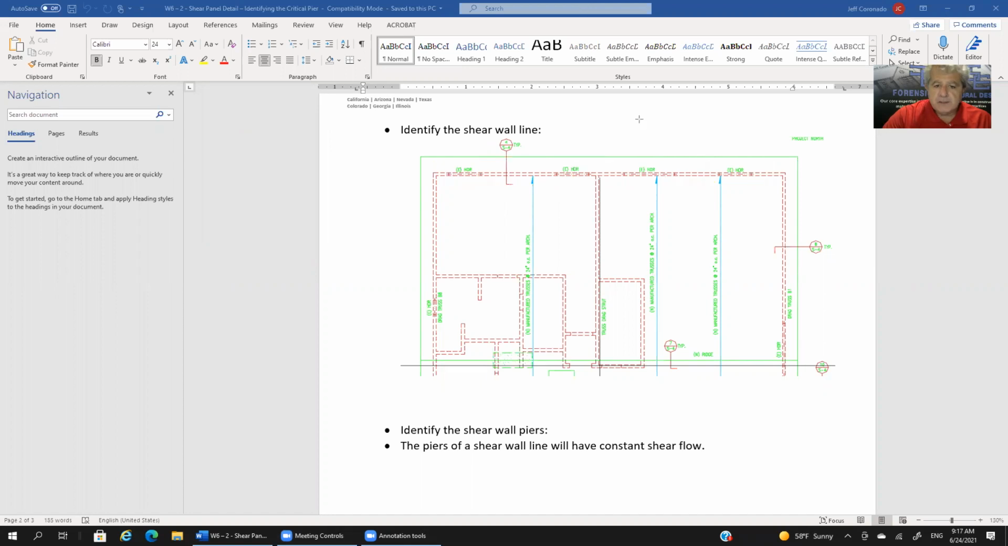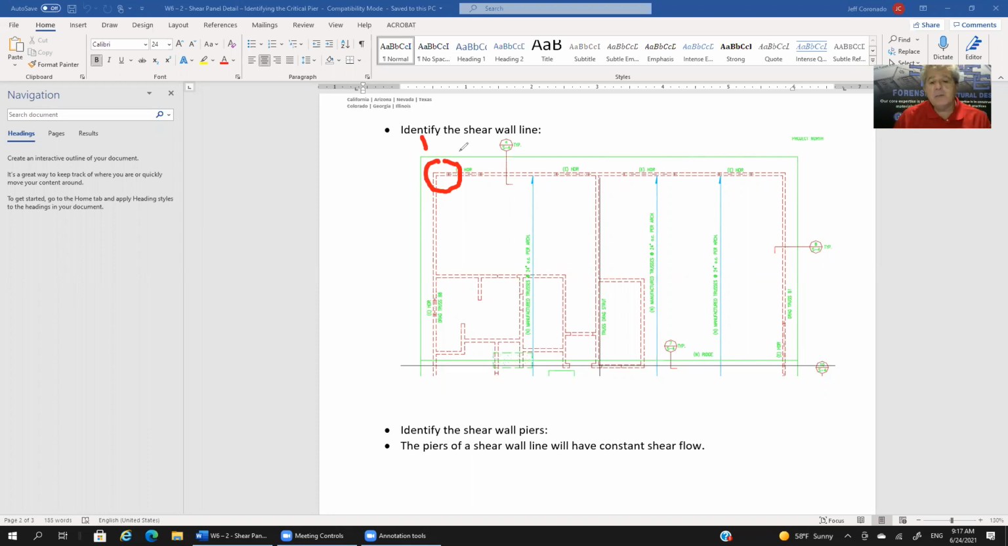Okay, let me clear the screen. So now let's look at our individual piers. First we have a pier here on the left side, and we can call this Pier 1. I know that you don't have dimensions in this plan, but the building codes do establish a minimum width of pier that you can have.